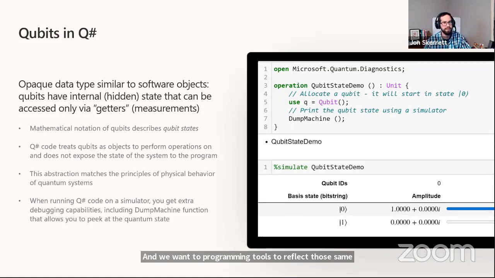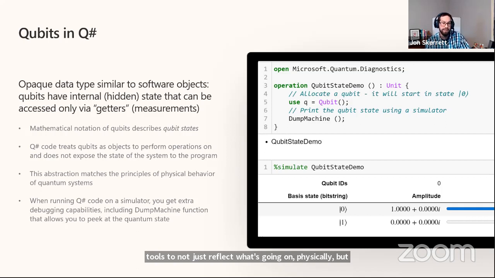It'd be very inconvenient if our programming tools allowed us to do something, say in simulation, that we couldn't physically implement on a device. And vice versa, we don't want our programming tools to restrict us from doing something that we can do on a device. We want our tools to not just reflect what's going on physically, but also give us a little bit of help if they can.